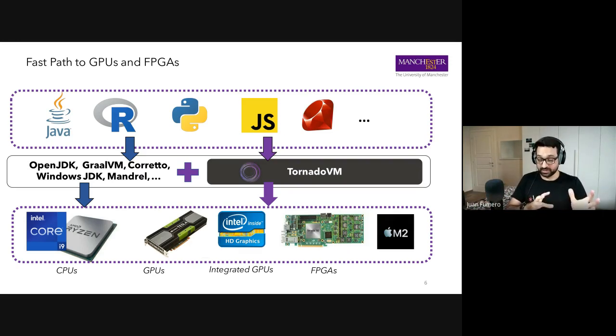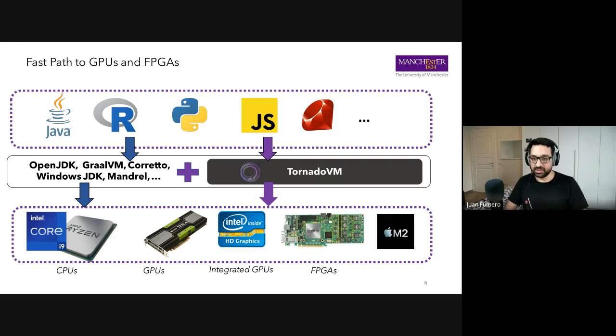And what these VMs do essentially, as I mentioned at the beginning, is compile methods to efficient CPU code. With Tornado, we complement that, and we can access in the same way multiple hardware like GPUs, FPGAs, multi-core systems, RISC-V accelerators recently, and so on and so forth.